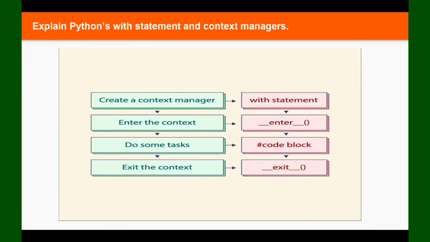The next question is, explain Python with statement and context managers. In Python, the with statement is used to wrap the execution of a block of code with methods defined by a context manager. It simplifies resource management like opening and closing files, acquiring and releasing locks, and connecting and disconnecting from the database.